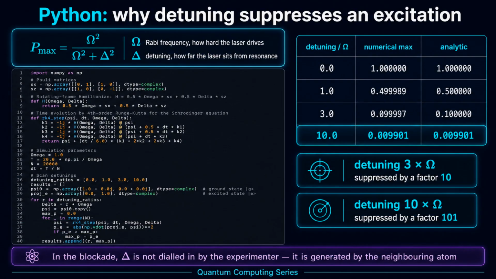In the rotating frame, a driven 2-level atom has a Hamiltonian equal to 1/2 Ω σx plus 1/2 Δ σz, where Ω is the Rabi frequency and Δ is the detuning. Starting from the ground state, the peak excited population is Ω² over Ω² plus Δ². A fourth-order Runge-Kutta integration reproduces that formula. On resonance, the transfer is complete. At a detuning of 3 drive strengths, the peak falls to 1/10, and at 10, it falls to about 1%. In the blockade, that detuning is generated by the neighboring atom.